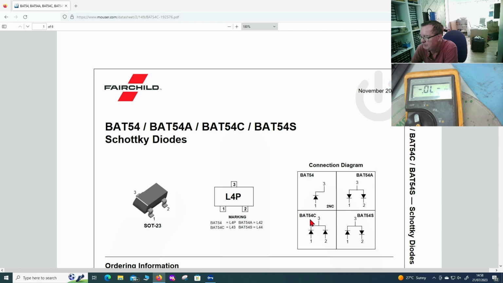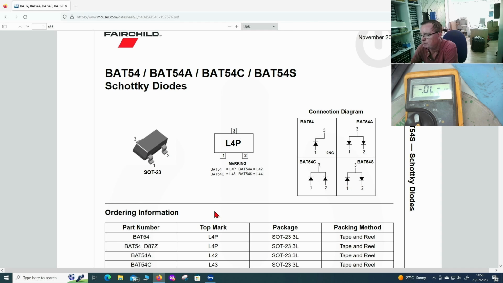BAT54A, common anode, 54C, common cathode, 54S. So watch out for these. If you think that pin 3 is the base, you've almost certainly got a diode matrix. The other giveaway is both these diodes will read identical, so you will not find the emitter slightly higher than the collector. So just take a bit of care with that.